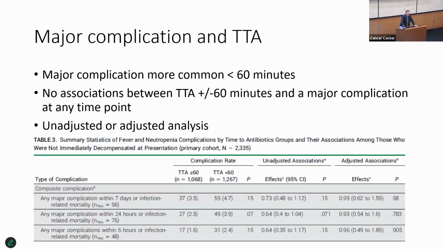Okay, so major complications and time to antibiotics. Interestingly, major complications were more common in the group that got antibiotics in less than 60 minutes. Down in this table, you can see that major complications occurred in 4.7% of those getting antibiotics in less than 60 minutes versus 3.5%. But when you made those adjustments that I talked about, it took the significance completely away. The p-value for a complication within 7 days is 0.98, so it really showed no association at all.